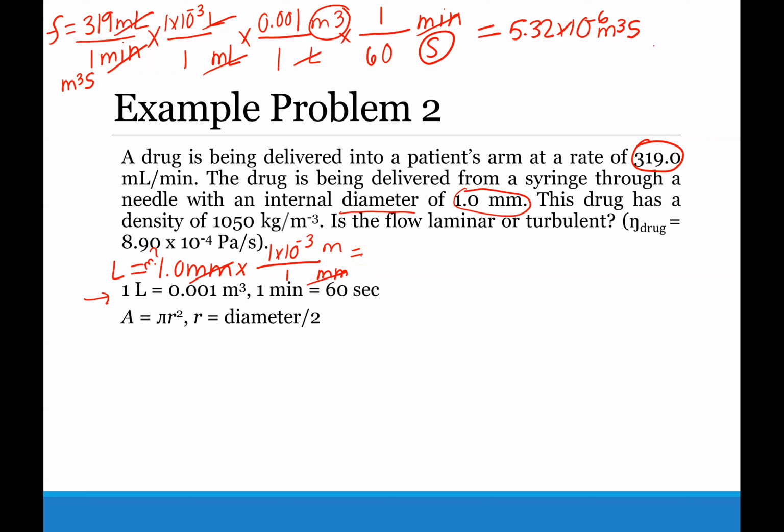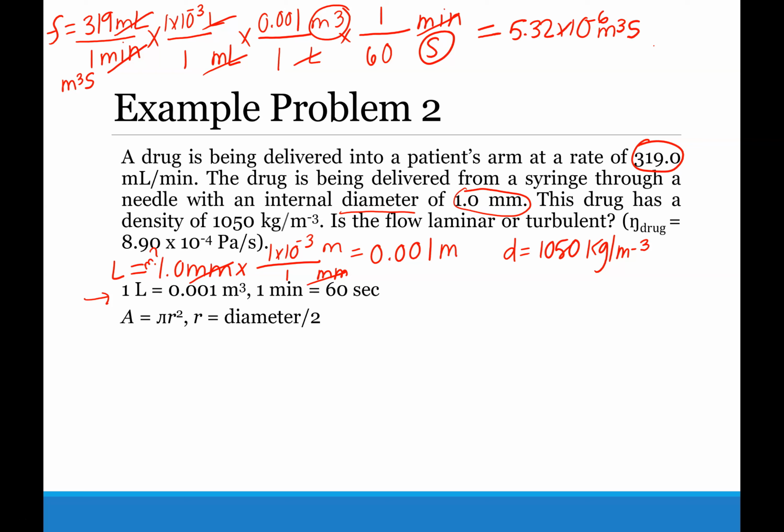We know that 1 times anything is going to be itself, right? So it's going to be 1 times 10 to the minus 3, or 0.001 meters. And so that's what's going to be our L. This drug has a density of 1050 kilograms per meter cubed. And yes, that is the correct unit. For density in this problem, it does not need to be converted into grams over milliliters.